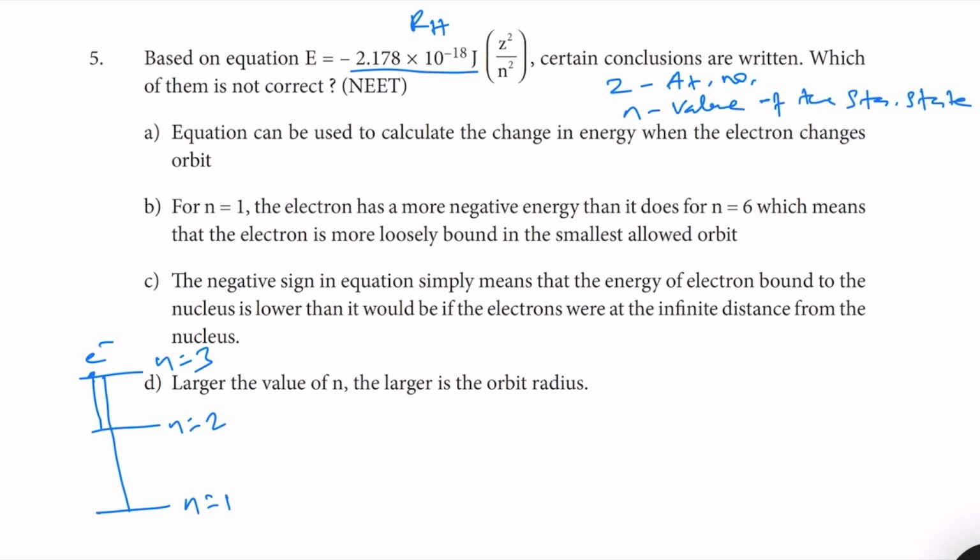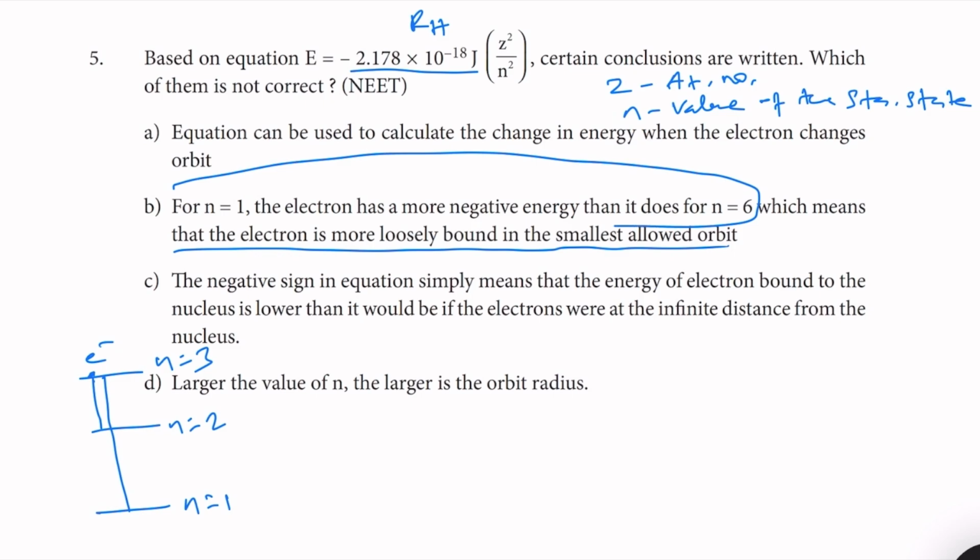Option B states that for N equal to 1, the electron has a more negative energy than it does for N equal to 6, which means that the electron is more loosely bound in the smallest allowed orbit. This is not correct. Until this part, this is correct.